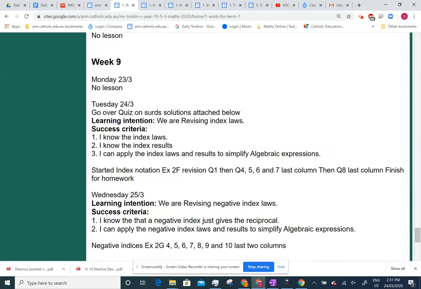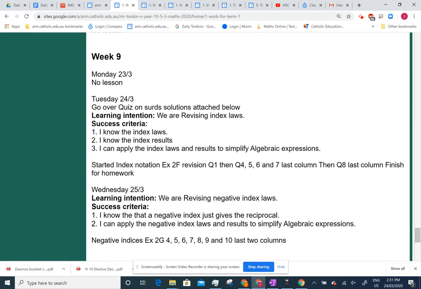Righto, Year 10, we're going to do our lesson for today, which is index laws. You can see on the schedule and on our online learning platform that today we are revising index laws. We've got to know our index laws. We need to know our index results, and we need to be able to apply them in the algebraic expressions.